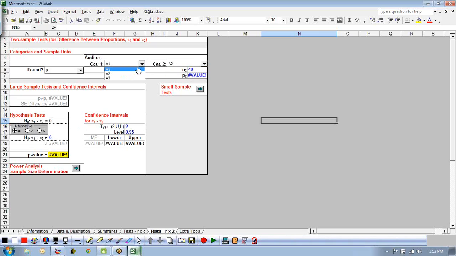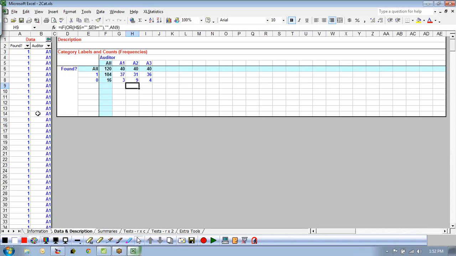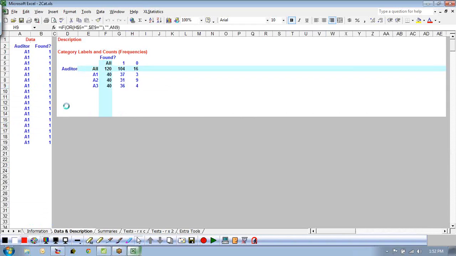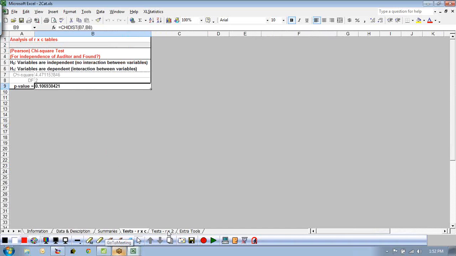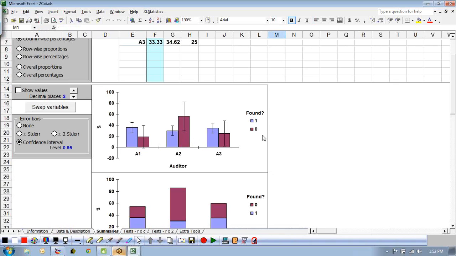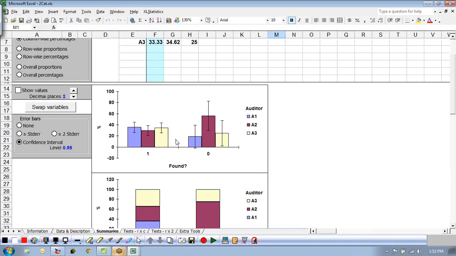Oh, I see. It's because these are not numerical values. We need numbers in order to do this. Let's go back and switch it. Do the old switcheroo. Okay. I think we'll just stop here with the p-value, and we'll look at the summaries. Again, I think that this tells the whole story. These are the proportion of founds. Yeah, it looks like it's lower, but not lower enough to say it's really different. And here, not quite low enough to say that it's really different. Certainly not at the 5% level.